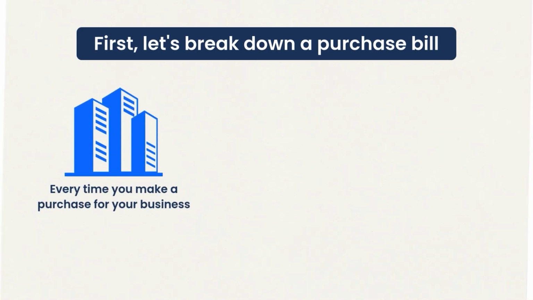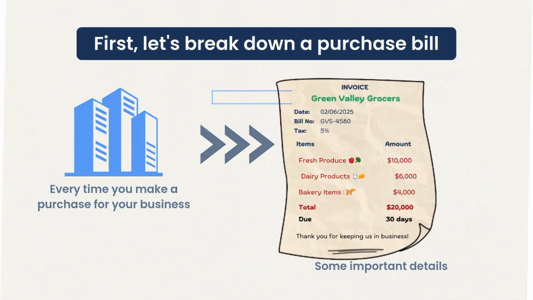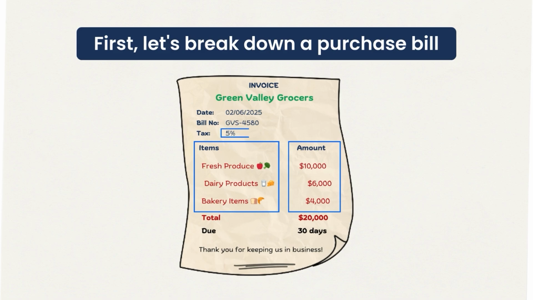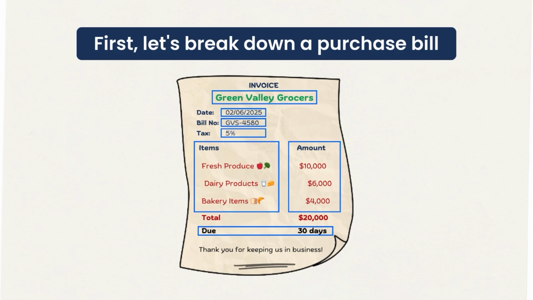First, let's break down a purchase bill. Every time you make a purchase for your business, the bill you receive contains some important details. It includes the supplier's name, the invoice date, and the invoice number to keep track of the transaction. It also lists the items you purchased, their value, and any applicable taxes. Finally, it specifies the payment terms, letting you know whether the amount has been paid or is still due. Understanding these details is key to recording the transaction correctly.